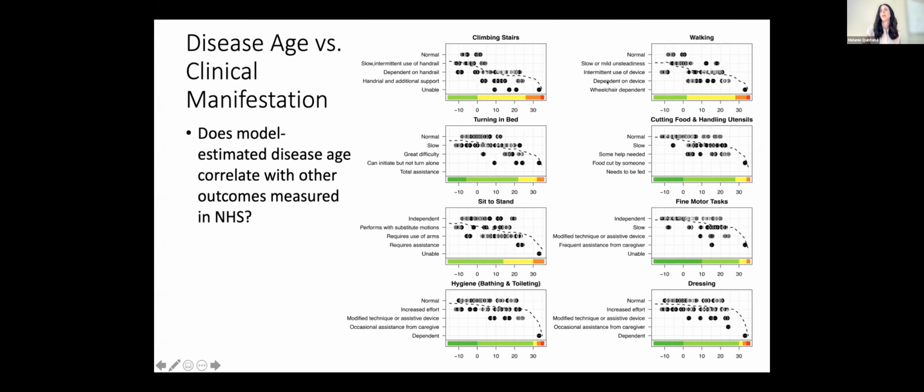Similarly, we see the same sort of picture with walking, starting out with slow or mild unsteadiness, then needing a device. And then about 25 years after intermittent use of a device, they'll be completely dependent on that device. So you can see the same sort of pictures for the lower extremities.